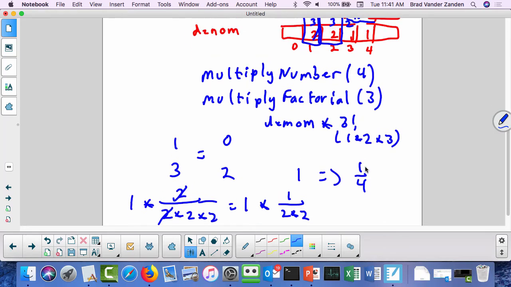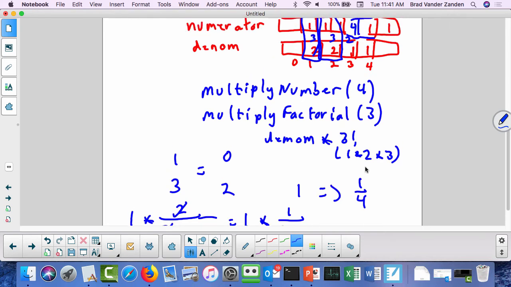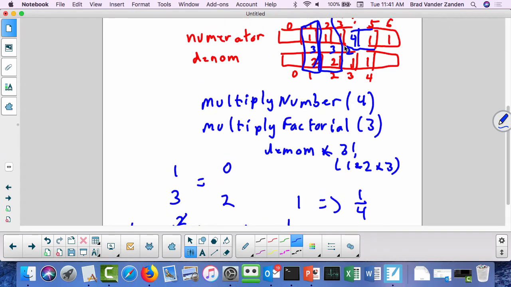When we get to 3, there is 1 3 in the numerator and there are 2 3s in the denominator. So subtracting 1 from 2 gives us 1. So we're going to divide by 3 once. So now we will have 1/12.